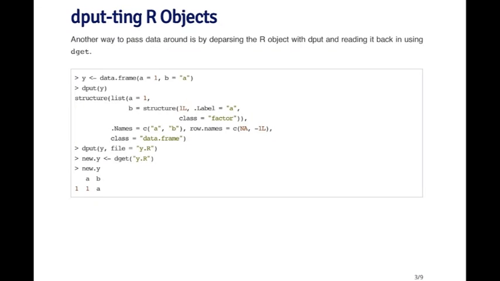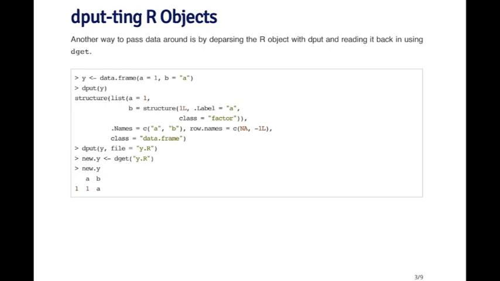So the dput function takes an arbitrary R object, and it will take most types of R objects except for some more exotic ones, and it will create some R code that will essentially reconstruct the object in R. So here I'm creating a small data frame. It's got two columns. The first column is called a, the second column is called b. And then I'm going to dput this data frame, and if you just call dput, it will just output the result to the console.